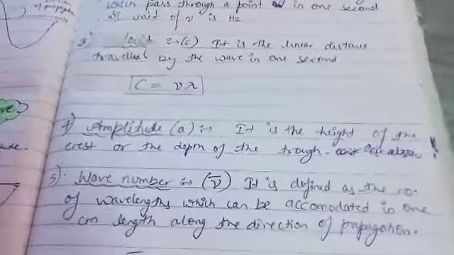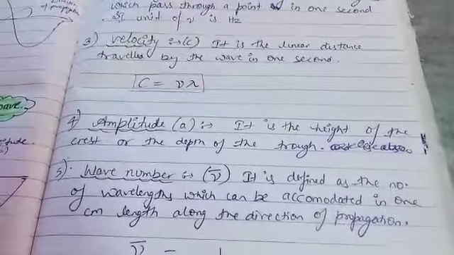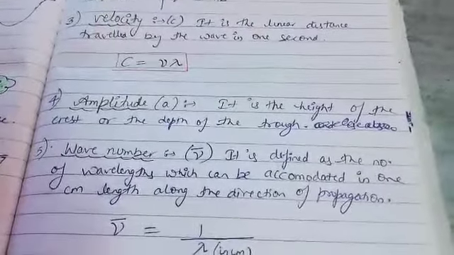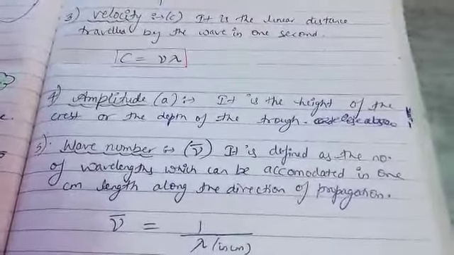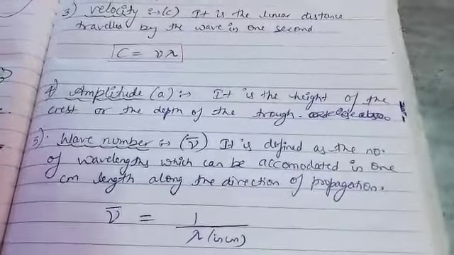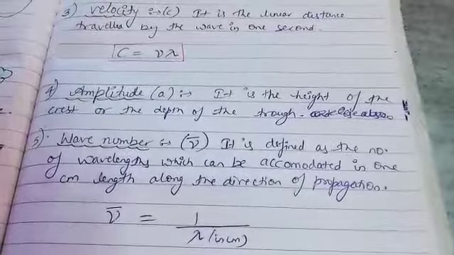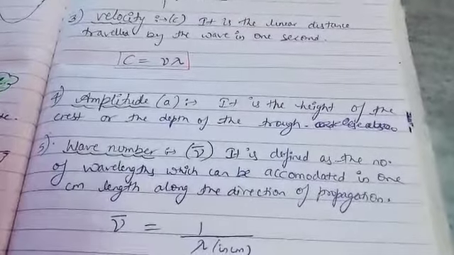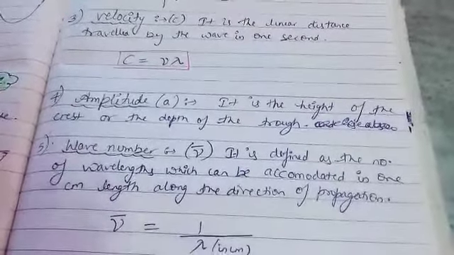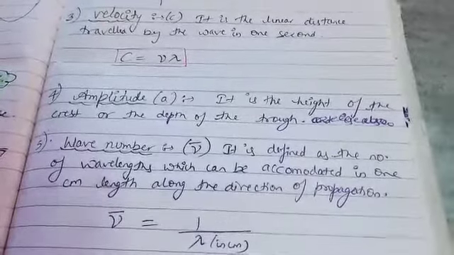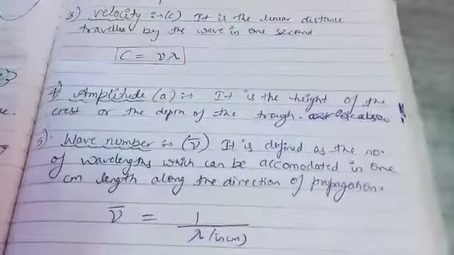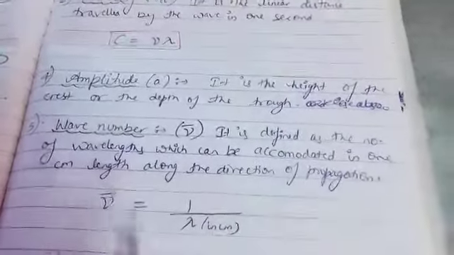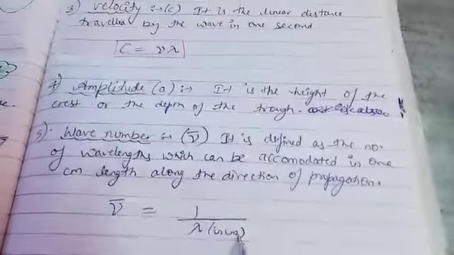Next we have the last term, wave number. Wave number is represented by nu bar. Simple, it is the reciprocal of wavelength, which generally we measure in centimeter. Another definition: it is defined as the number of wavelengths which can be accommodated in 1 centimeter length along the direction of propagation. So nu bar is equal to 1 upon lambda in centimeter.